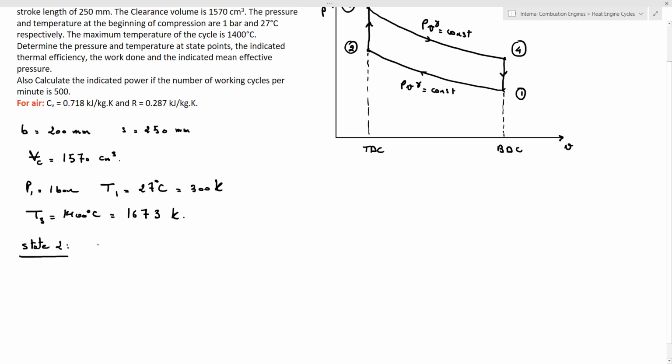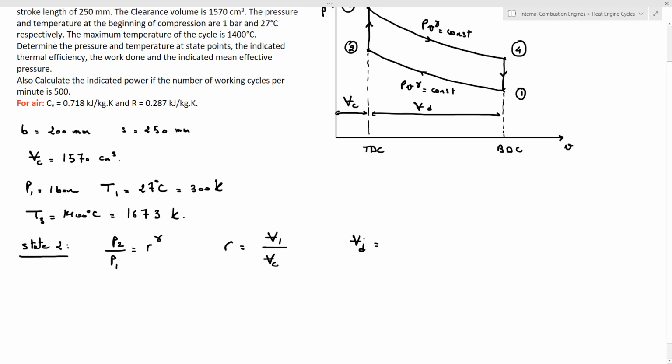So to calculate the pressure at state 2, we know that P2 divided by P1 is equal to R to power gamma. So to calculate the pressure at state 2, we need first to find the compression ratio R. So R is equal to the maximum volume V1 divided by the minimum volume, which is the clearance volume VC. So here the clearance volume is the volume at state 2, and the maximum volume is equal to the clearance volume plus the displacement volume VD.